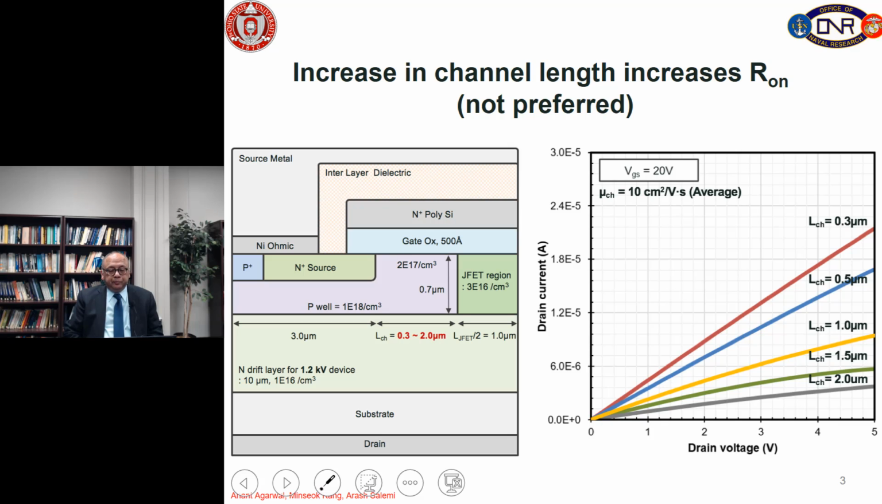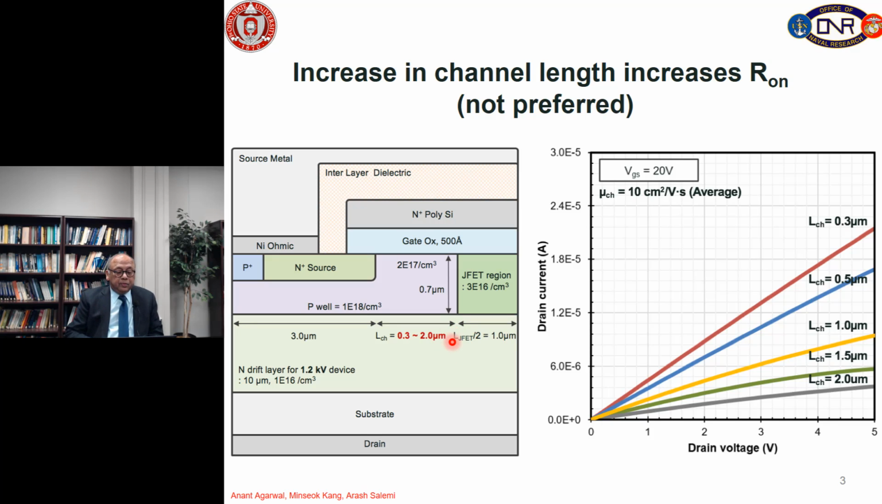So, let's talk about the basic structure of the silicon carbide D-MOSFET shown here on the left. And just to remind you, this dimension here is channel length. We have gate oxide, polysilicon gate, and plus source. This region here we call the JFET region, and here is the drift layer.